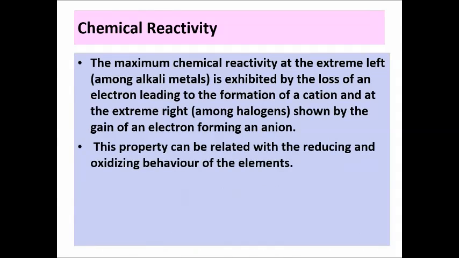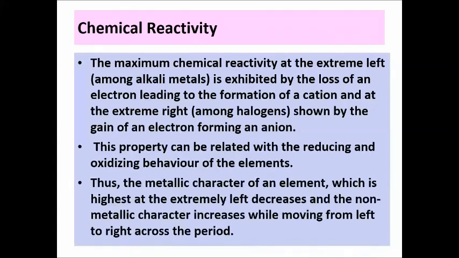This property can be related to the reducing and oxidizing behavior of the elements. For this we have to learn the reduction and oxidation process: oxidation is loss of electron and reduction is gain of electron. So with this we can understand where the oxidizing nature and where the reducing nature is in the periodic table, among the alkali metals or among the halogens. Thus, the metallic character of an element, which is highest at the extreme left, decreases, and the non-metallic character increases while moving from left to right across the period.